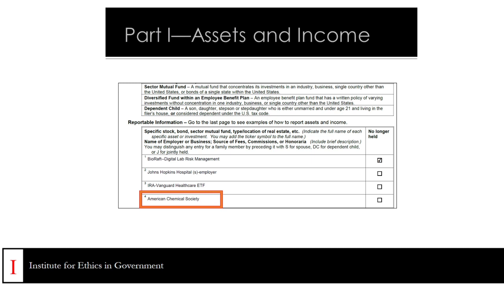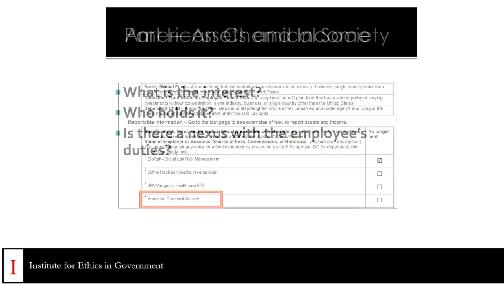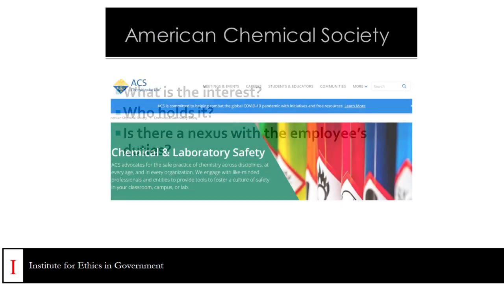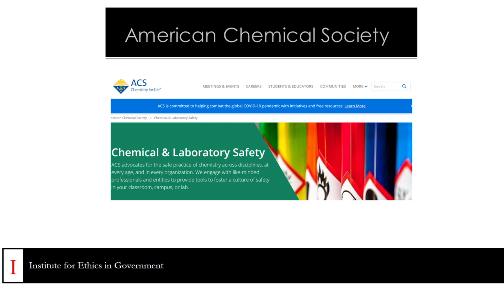So on this slide, you'll see I pulled up a screenshot of the American Chemical Society. Now, the American Chemical Society is a professional society. And so as a general proposition, they are going to have interests in the laboratory safety.